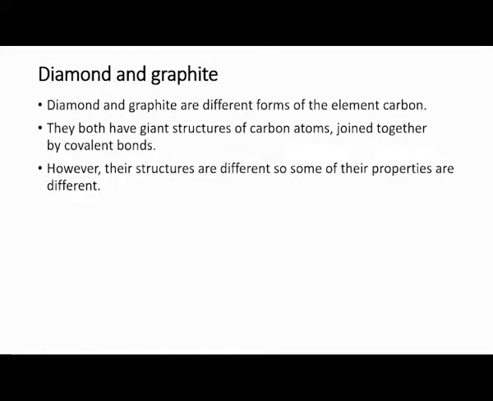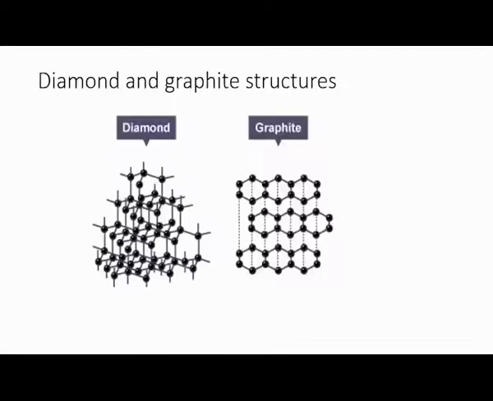Then we have macromolecules, which are part of covalent bonds. Diamond and graphite are different forms of carbon. It's an element. They have different giant structures, but they all contain carbon atoms. Students are expected to know the structure of diamond and that of graphite and be able to explain the properties and the uses of diamond and graphite based on their structures. There we have the structure of diamond and graphite.